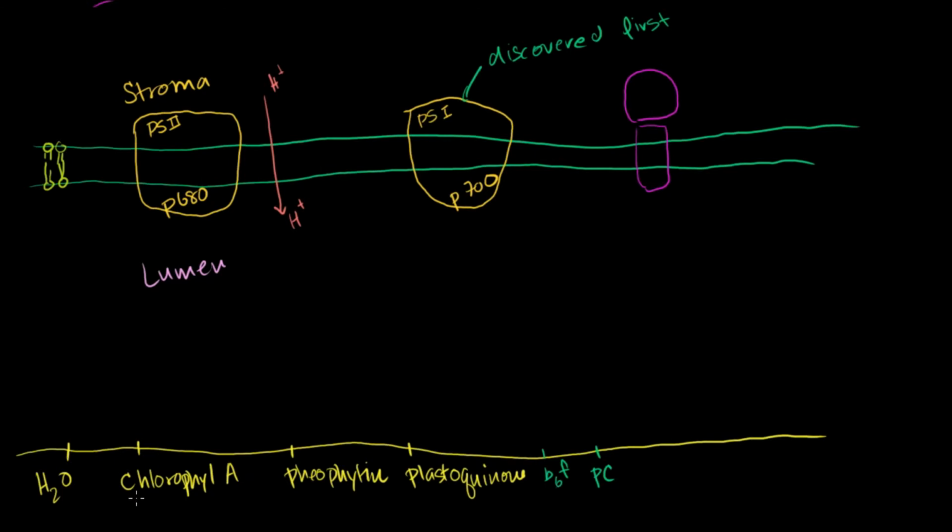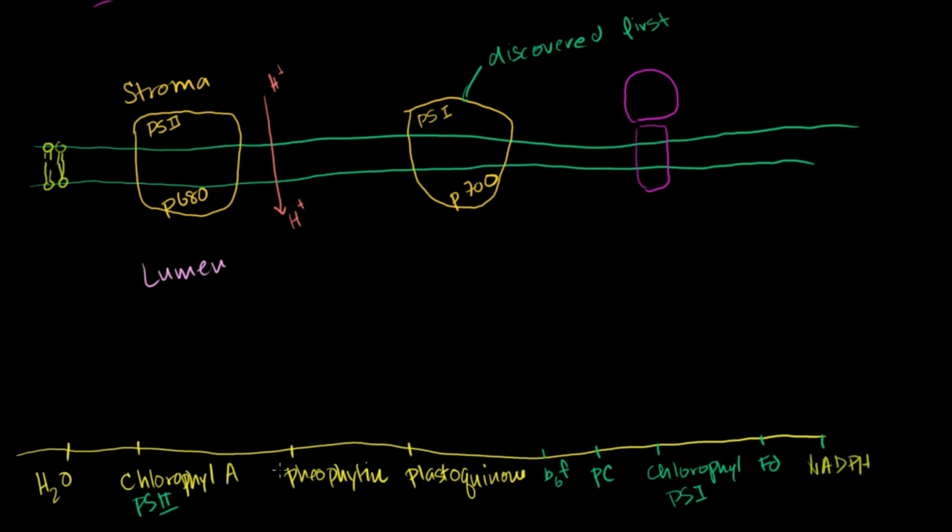And this is in photosystem 2. Then you have chlorophyll in photosystem 1. And then you have some other molecules, you have ferredoxin. I'll just write FD for ferredoxin. Some other molecules, you keep going, and then you have your eventual electron acceptor NADP+, which once it accepts the electron becomes NADPH.